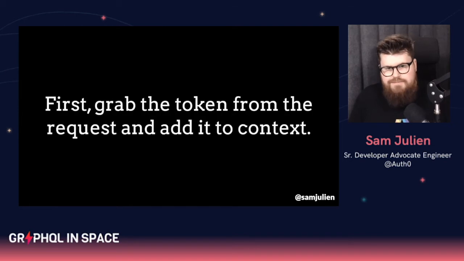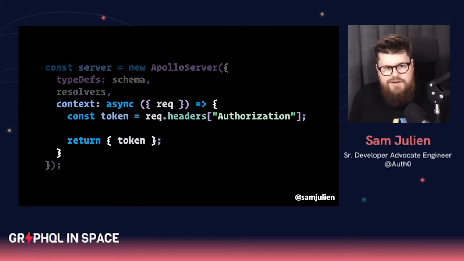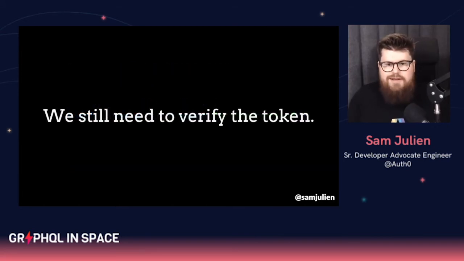So how do we do that? Well, the first thing we need to do is just actually grab the token off of the request and put it in our context. So what we can do, in this constructor for Apollo, is use our context function, and inside of here, we can just look for that authorization header and pull off the token and return it in our context. But we can't just blindly pull it off and then send it on our way. We actually need to verify that it's a valid token and then pull off the payload from it.